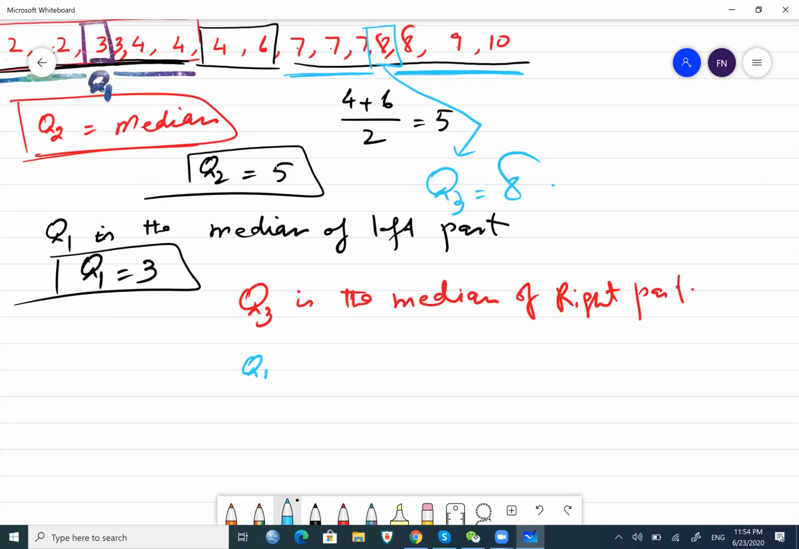So Q1 is 3, Q2 is 5, and Q3 is 8. This is how we calculate quartiles.